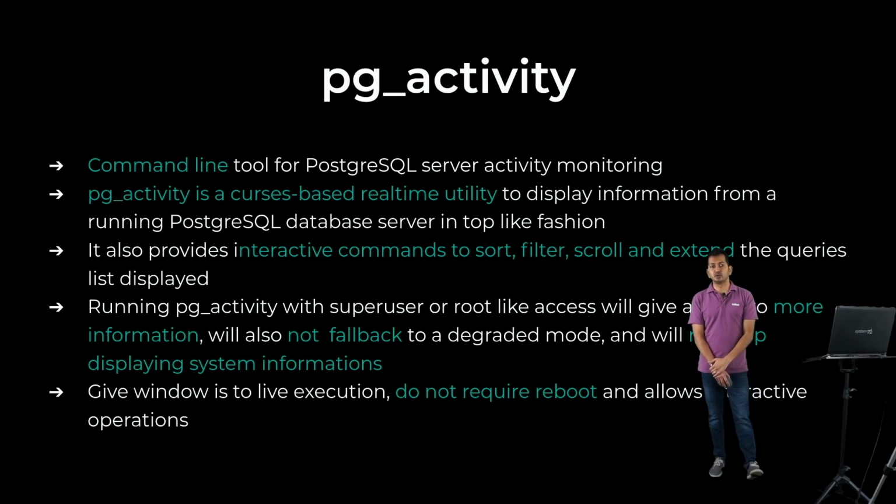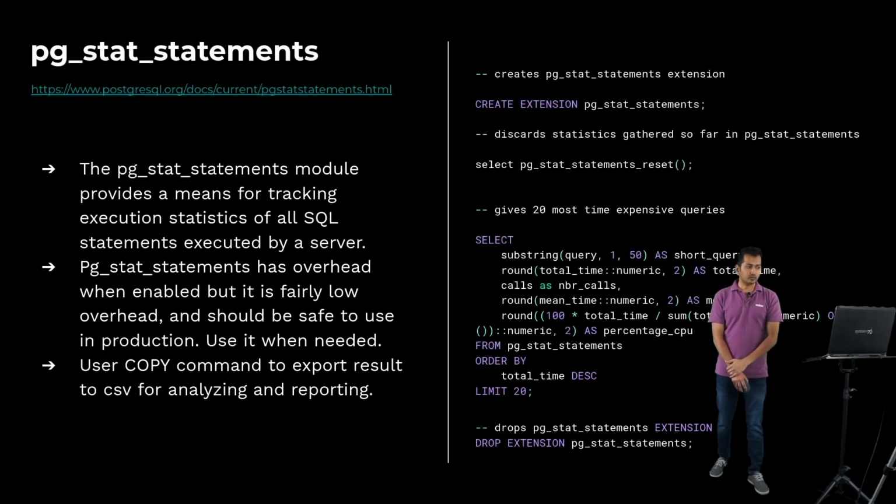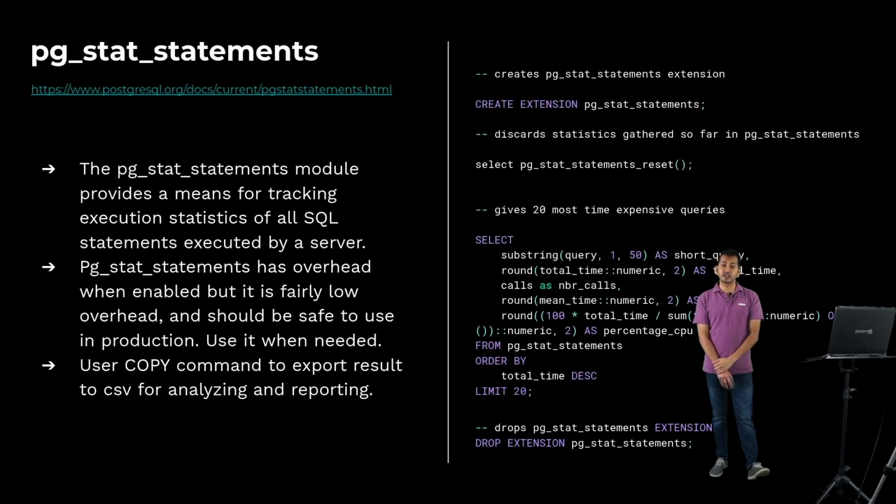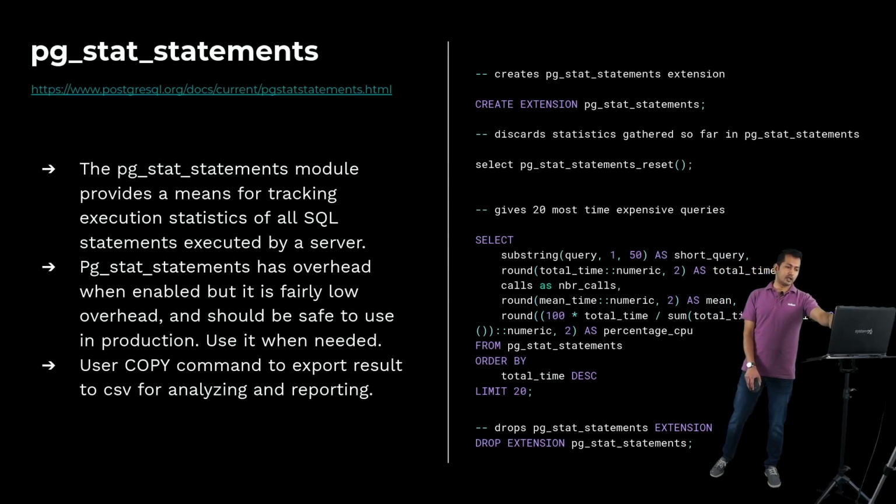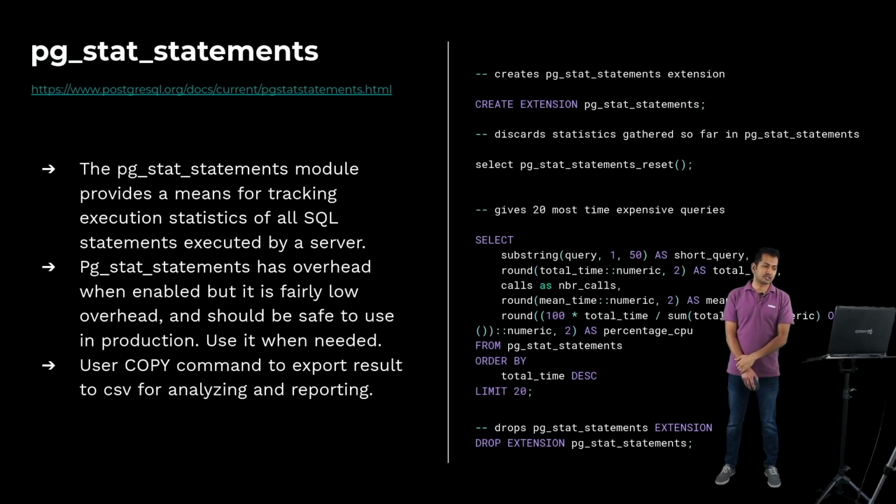pg_activity, the next tool, will give you a live snippet into the current execution, and you can see the currently executing queries with pg_activity very easily. pg_stat_statements will record all the SQL transactions happening at the Postgres level. I have written some queries here, for example, how to create the pg_stat_statements extension, how to reset it, and how to get the top 20 most expensive queries using pg_stat_statements, and it will give you the top 20 expensive queries very easily. And then you can delete the extension once it's done.